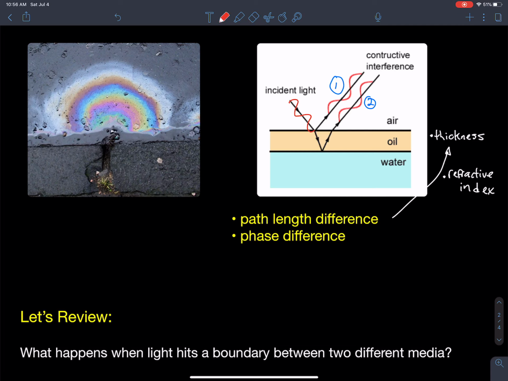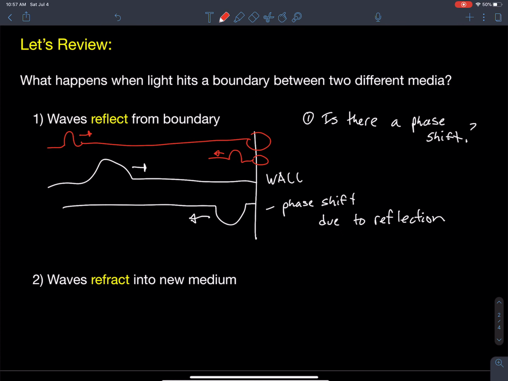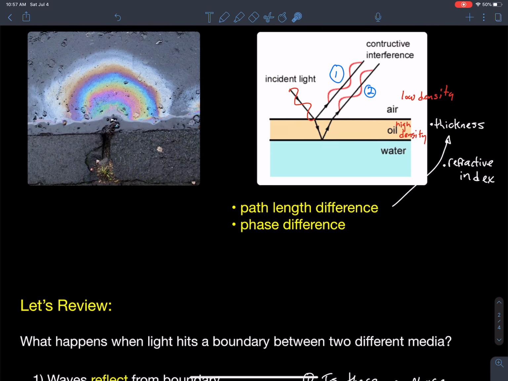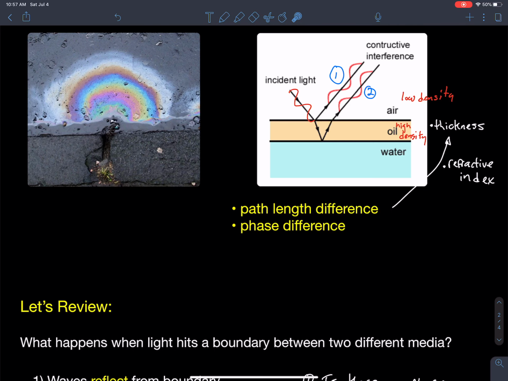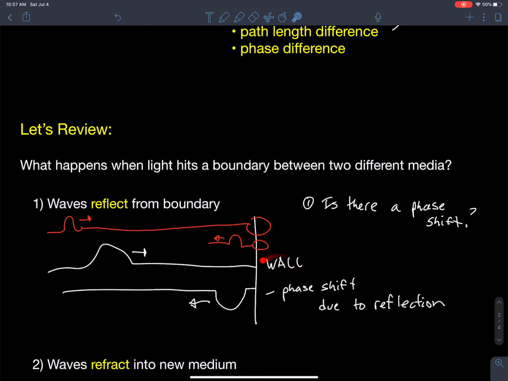So air is low density and oil is high density, or higher density. So let's think about that. If I'm going from a low density medium, very free to move, to something that is harder, will it look more like a loose boundary or more like a fixed boundary? Well, the answer is whenever you're going from low to high, it simulates the wall situation. We're hitting something hard. So that reflection would occur with a phase shift.